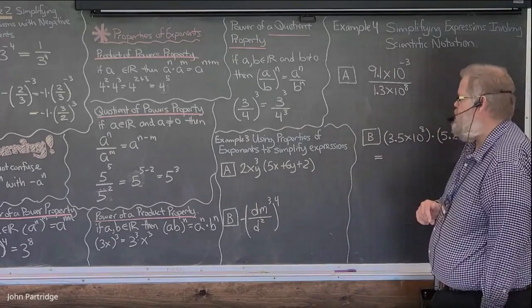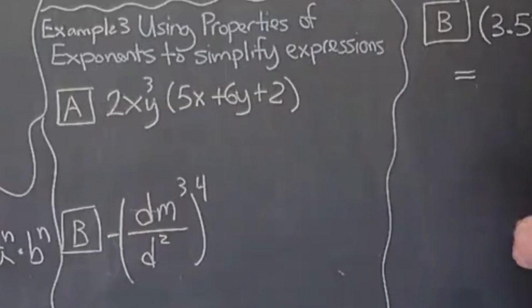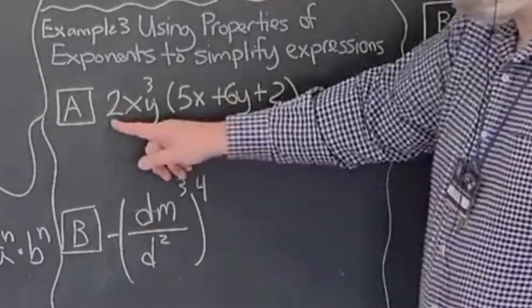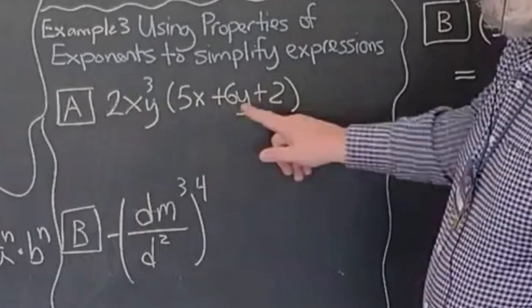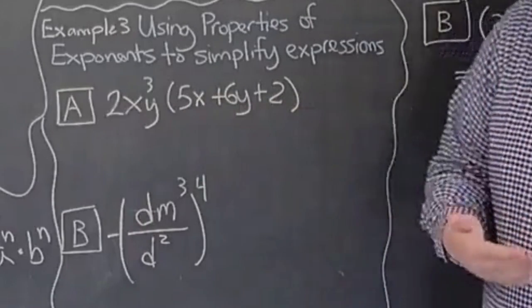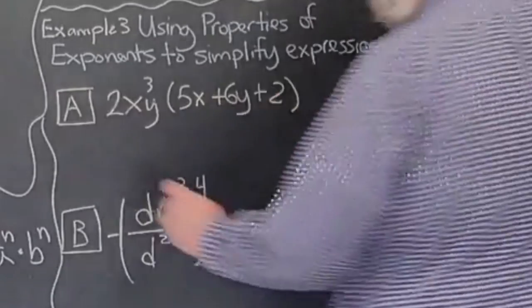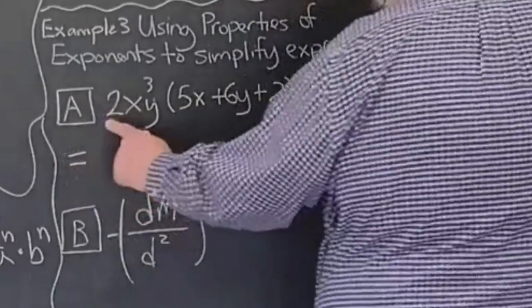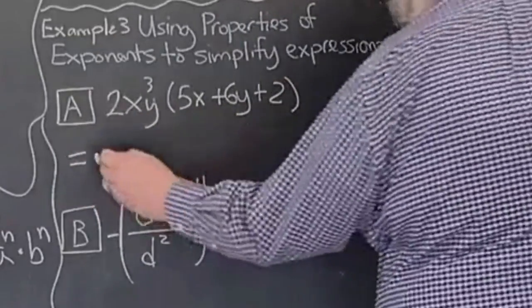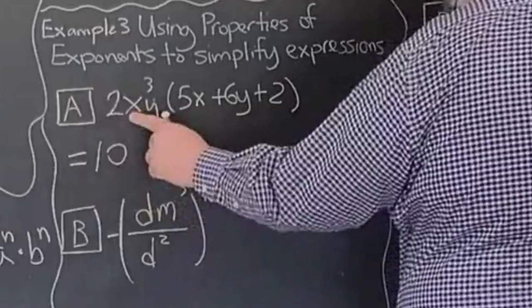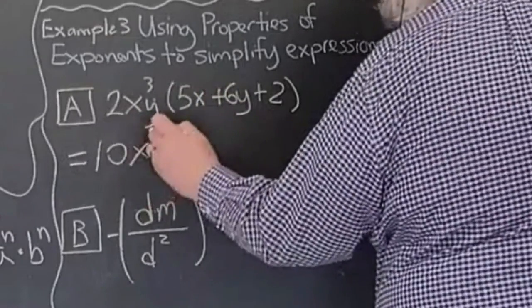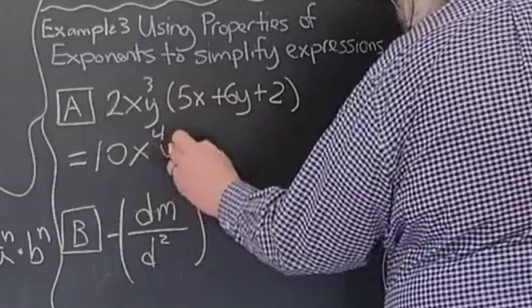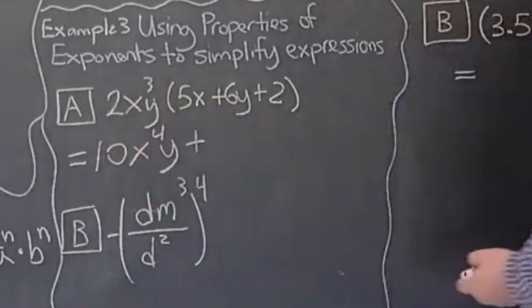Using properties of exponents to simplify expressions. So, what do I have here? I have 2x cubed y times 5x plus 6y plus 2. I'm about to use the distributive property. So, I multiply the coefficients 2 and 5, that gives me 10. But x cubed times x, I add the powers. 3 plus 1 is 4. So this is 10x to the 4th times y, and that's the first term.